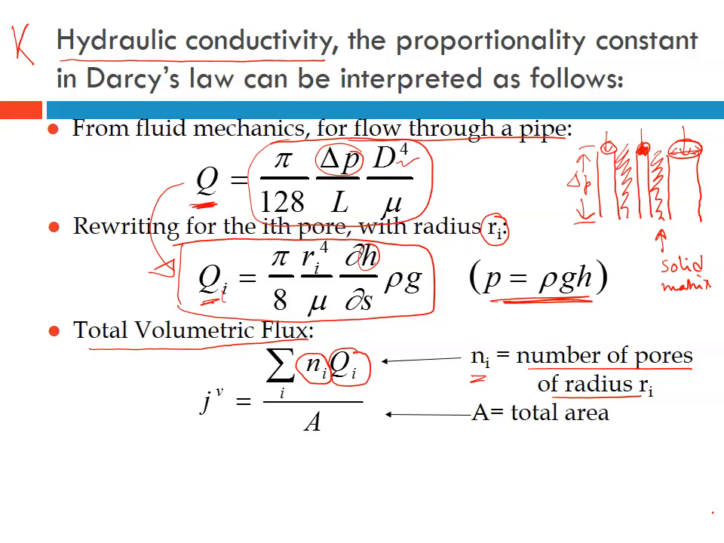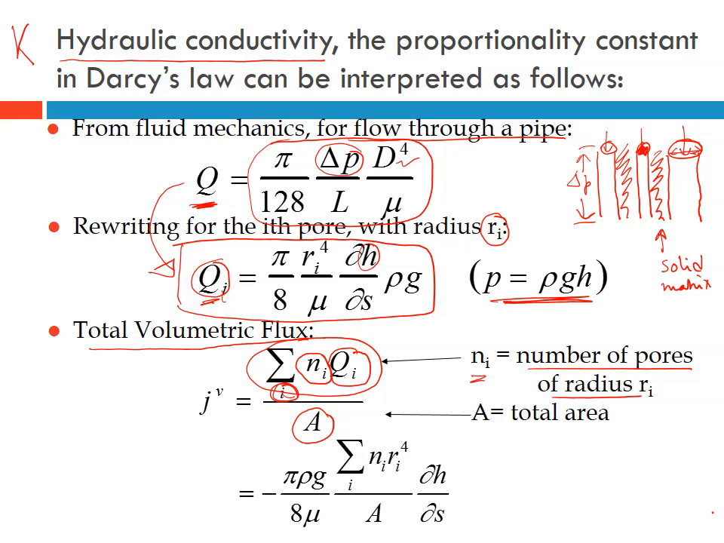So Qi is through one pore, Ni times Qi is through all the pores of that size, and then you add it up over all different sizes. So it's added up over i. This is the total volumetric flow. So flux would be divided by area. So if I now plug in for Q, I simply get this expression.